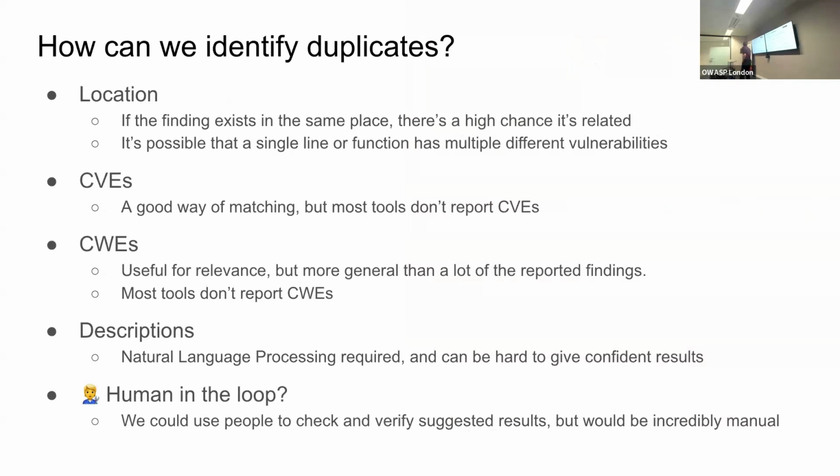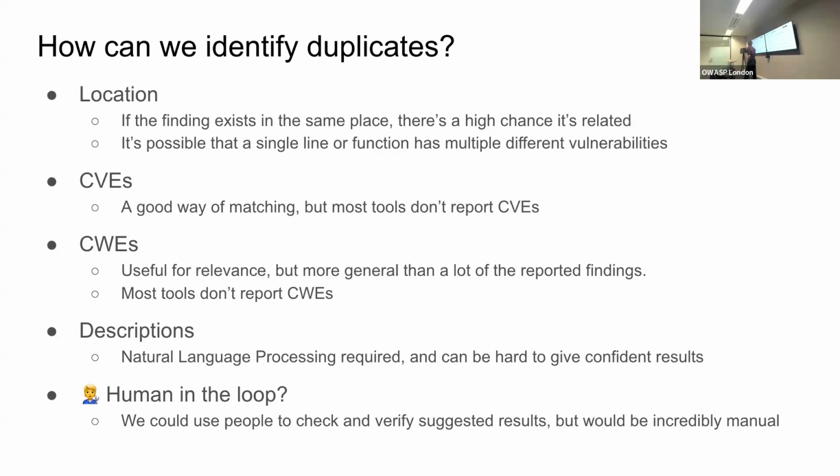So what are some potential ways to identify duplicates? Number one is location. If there is a vulnerability in the same place, it is likely to be correlated. However, multiple vulnerabilities can exist on the same line of code. It doesn't necessarily have to be the same thing. Also, tools are generally not great at reporting the specific location. Two tools can report the same vulnerability and give completely different line numbers.